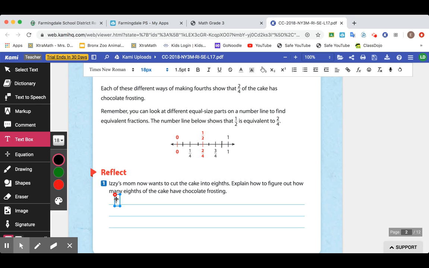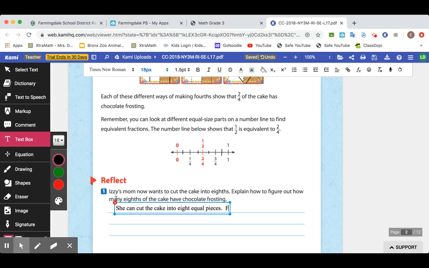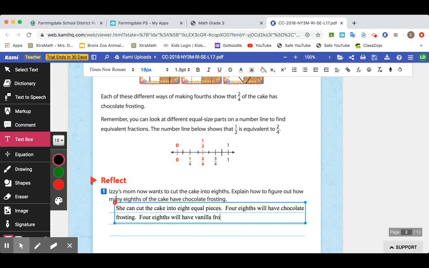Okay. So let's see how we're going to phrase that. What did we do? We divided, let's say she can cut the cake into 8 equal pieces. So how many 8ths did we say? Yep, 4/8. I'm going to write it in word form. 4/8 will have chocolate frosting. 4/8 will have vanilla frosting. All right. And we also divided up that number line as well.